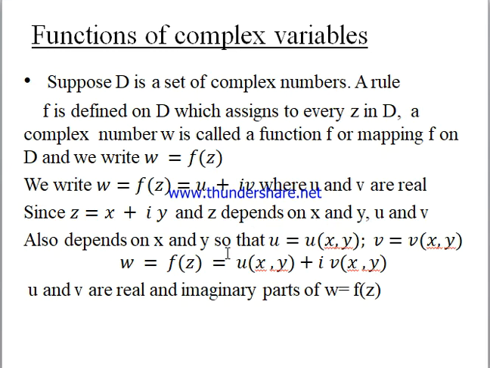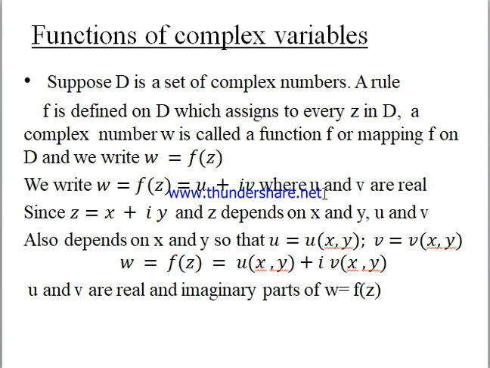Functions of complex variables: we already have the complex variable z is equal to x plus iy. We can write the function of z as f of z, which is equal to w, and w is equal to u plus iv, which is also a complex variable. So we can discuss complex functions in the domain D. Suppose D is a set of complex numbers. A rule f is defined on D which assigns to every z in D a complex number w, called a function f or mapping f on D, and we write w equal to f of z, that is equal to u plus iv.